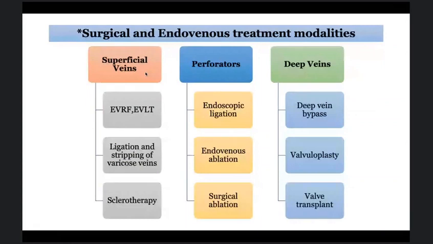For superficial venous insufficiency, a defect in the superficial veins, we use either laser or radiofrequency ablation, surgical stripping of varicose veins, and sometimes sclerotherapy. For a defect in the perforators, we use endoscopic ligation of perforators, endovenous ablation, or surgical ablation. In the deep veins, either obstruction or incompetence, we may use VAS technique, valvuloplasty, or valve transplant.